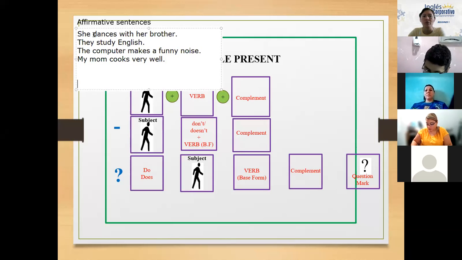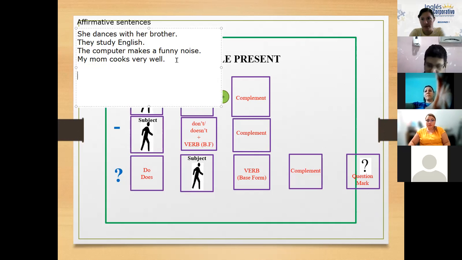Okay, unos ejemplos, right? Now, she. Yo no digo she danced, sino que digo she dances with her brother. They, como si yo utilizo los otros subject pronouns, no aplico reglas, no la voy a ocupar acá. They study English. The computer, o sea, it. It makes a funny noise. My mom, o sea, she cooks very well. Okay? So that's what happens with the affirmative sentence, right?